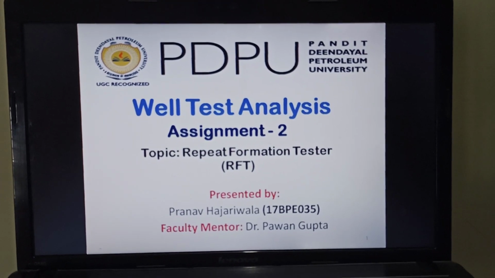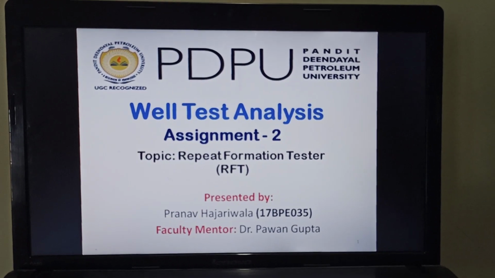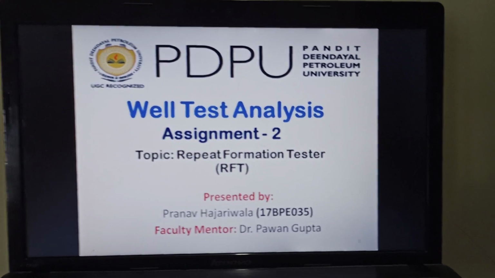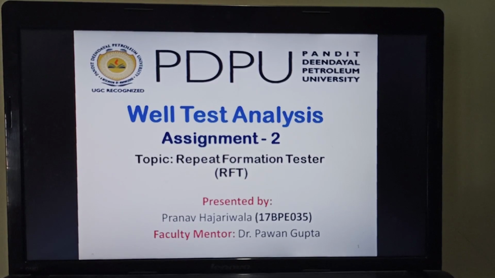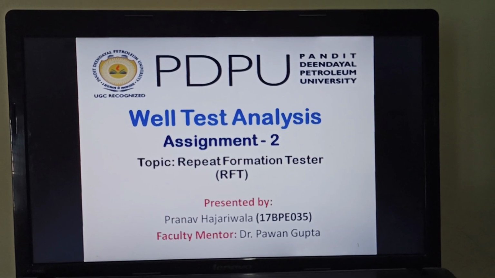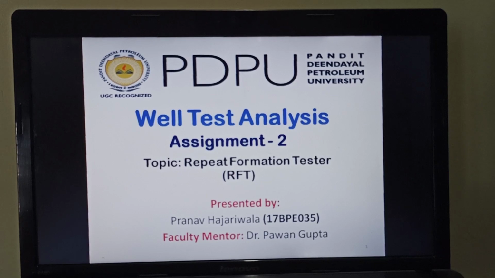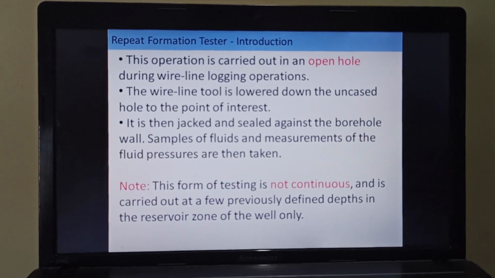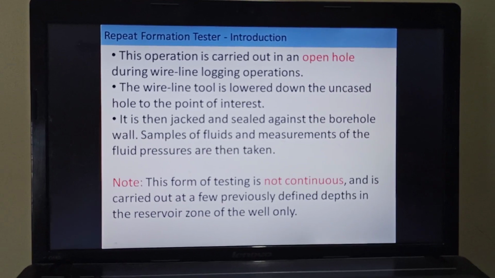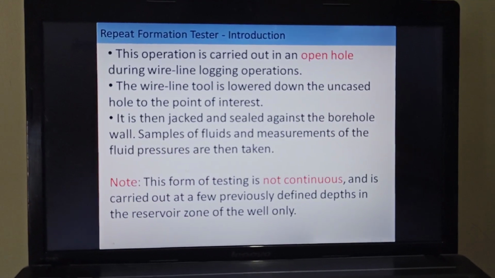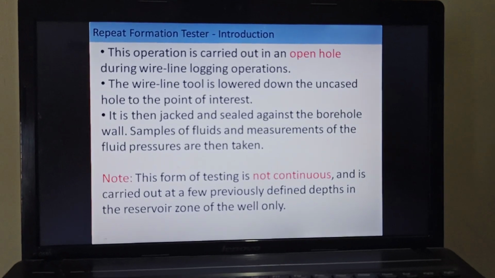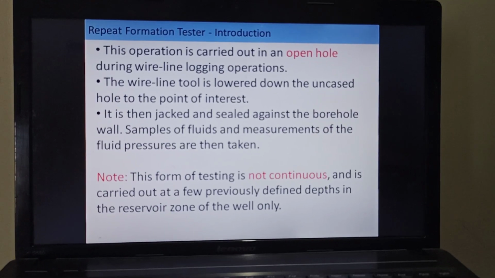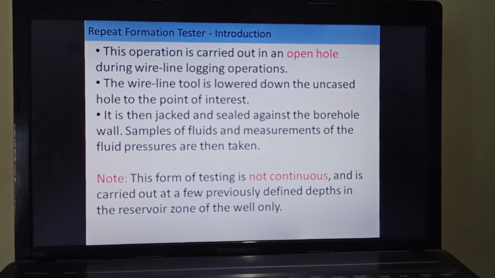So starting with the introduction, repeat formation tests are a class of wireline tool used to measure the downhole pressure of the formation. The main objective of RFT is to provide a detailed survey of pressure to the depth in an observation well at a particular moment of time. RFT operation is basically carried out in an open hole during wireline logging operation. The important point to note is that this form of testing is not continuous and it is carried out at a few previously defined depths in the reservoir zone of the well only.